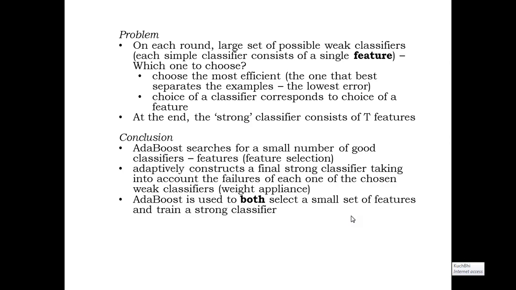Which one to choose? We have to choose the most efficient one, the one that best separates the examples, with the lowest error. Choice of a classifier corresponds to choice of a feature. In the end, it chooses a T feature strong classifier. So it is used to select both a small set of features and train a strong classifier.